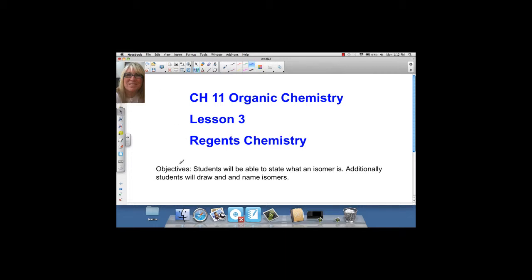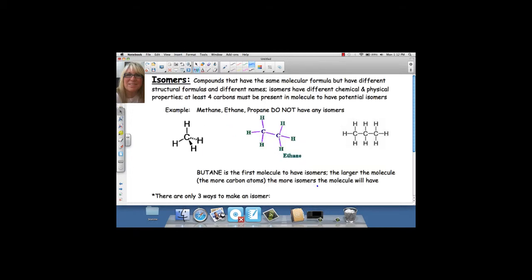Okay, this is Chapter 11, Organic Chemistry, Lesson 3. In today's lesson, we're going to learn what an isomer is, and we will learn how to draw and name various isomers. An isomer is a compound that has the same molecular formula, but a different structural formula, and therefore it will have different names and different chemical and physical properties.